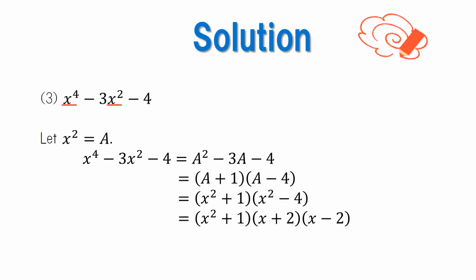In the third question, let a represent x squared as a single unit. Factor the expression for a and revert back to the form of the original equation to get parentheses x squared plus 1 parentheses times parentheses x squared minus 4 parentheses. x squared minus 4 can be factored further, so factor it to get the solution.